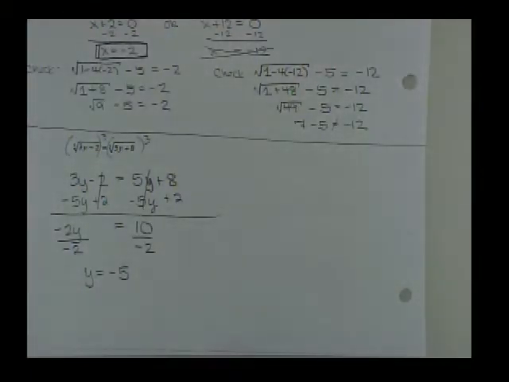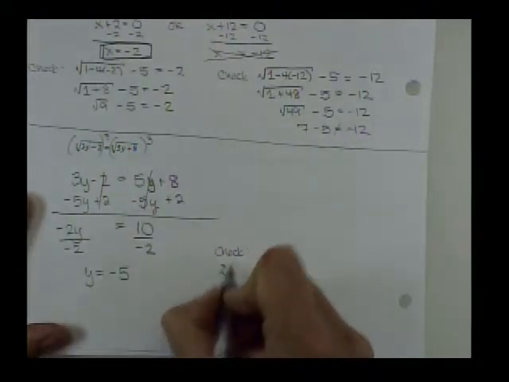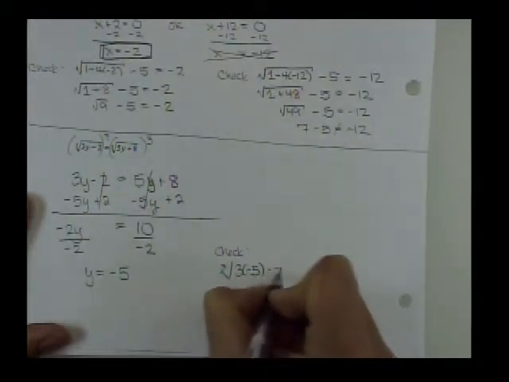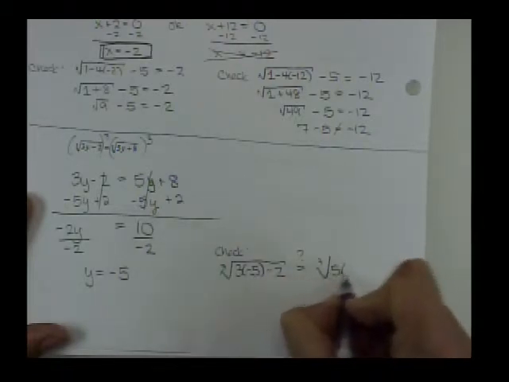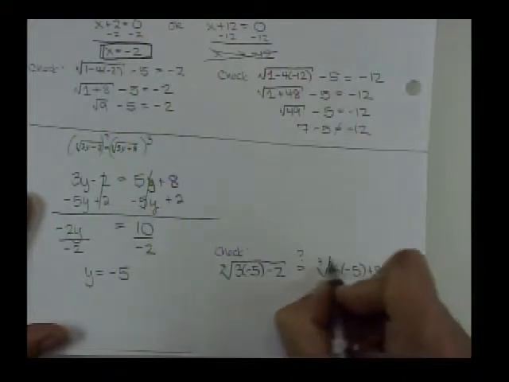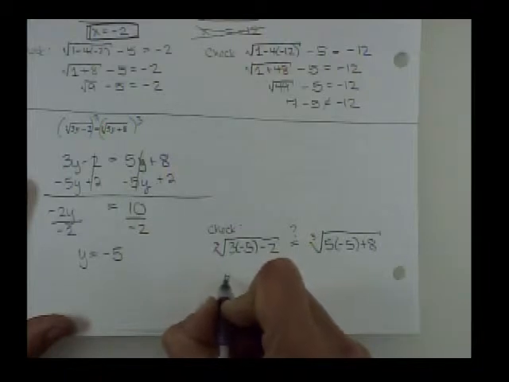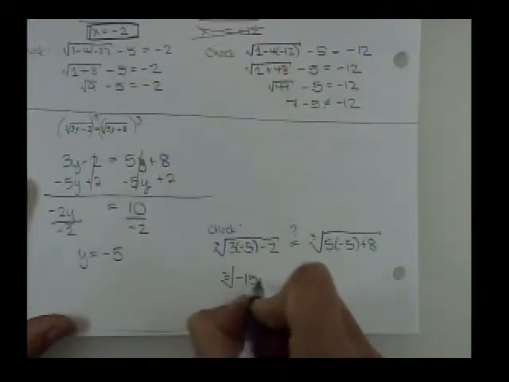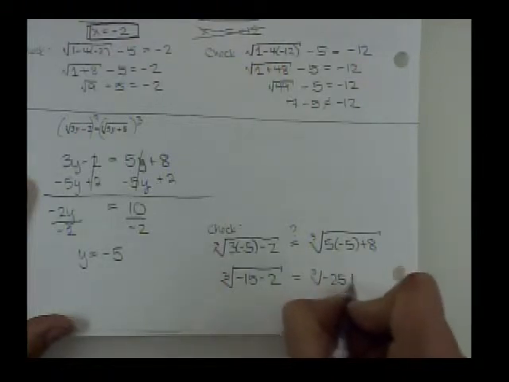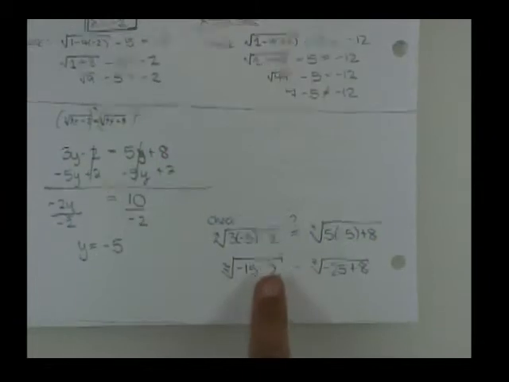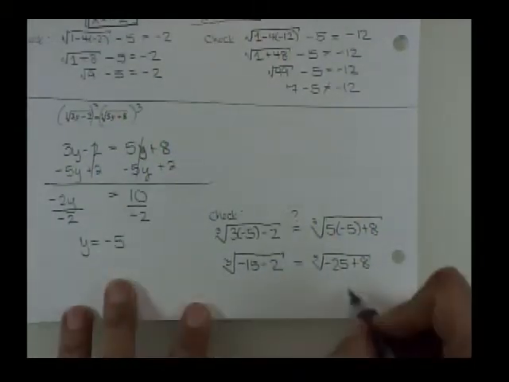And then I'm just going to go ahead and check. So we get the cube root of 3 times -5 minus 2. Is that equal to the cube root of 5 times -5 plus 8? 3 times -5 is -15 minus 2 equals the cube root of -25 plus 8. Yeah, both of those are equal to -17. -15 minus 2 is -17, -25 plus 8 is -17.